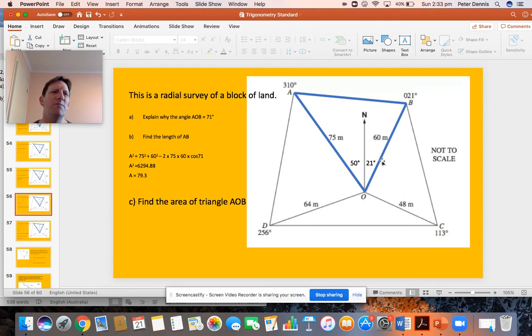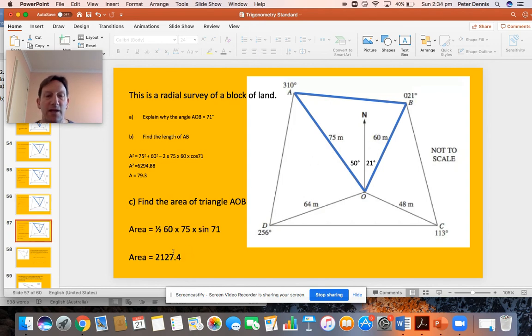Remember, do you need to remember these formulas? They are on the formula sheet. Every year, the examiners always talk about how students didn't write the right formula down. Make sure you refer back to the formula sheet or the reference sheet. A half, 60 times 75 times sine 71.